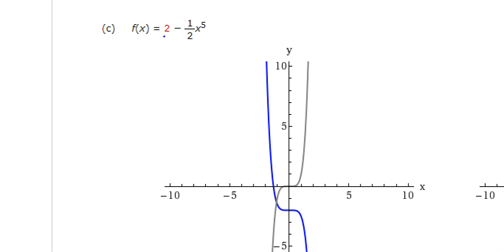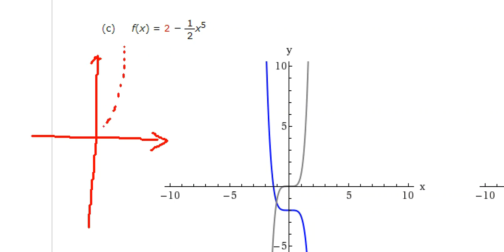Let's take a look at this one. Again, your parent function is x to the fifth, right? So I'm going to begin with x to the fifth. Say suppose this is x to the fifth. And for this negative sign, I will begin with the negative 1/2. Even for negative 1/2, I will do it in 2 steps. You can either begin with 1/2. I'm going to go with 1/2 first.